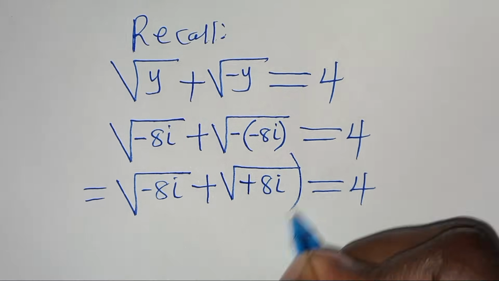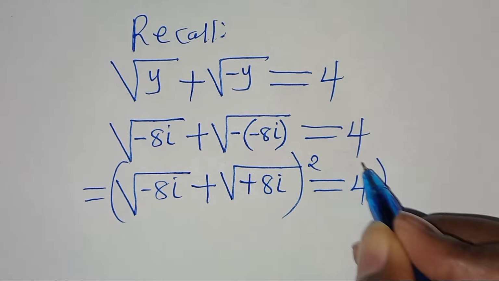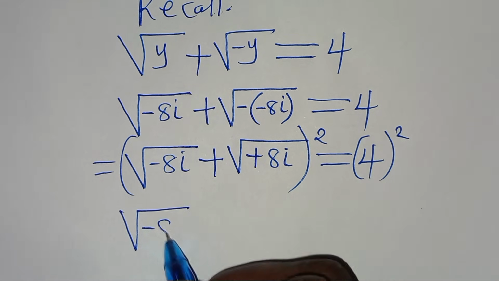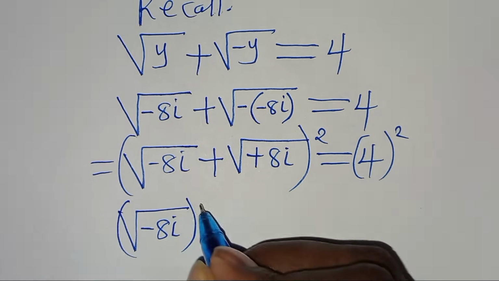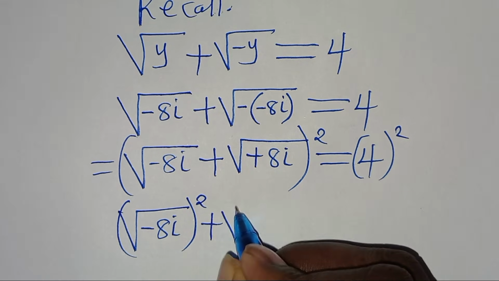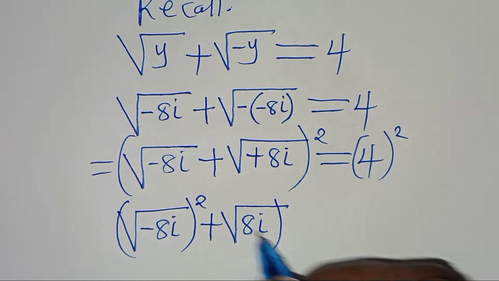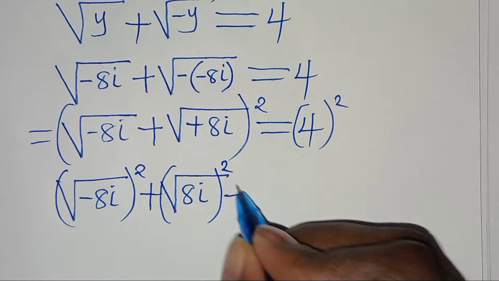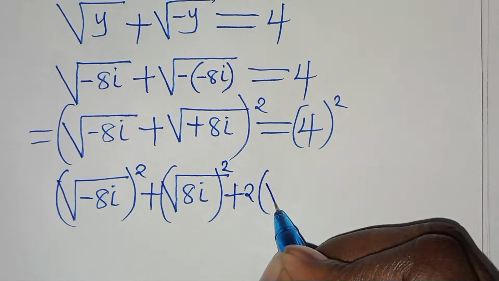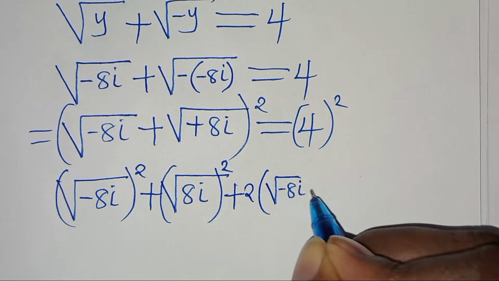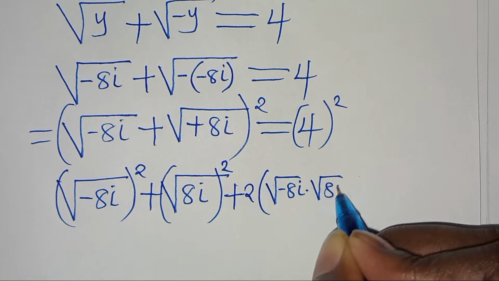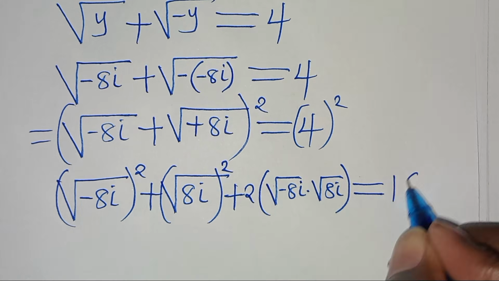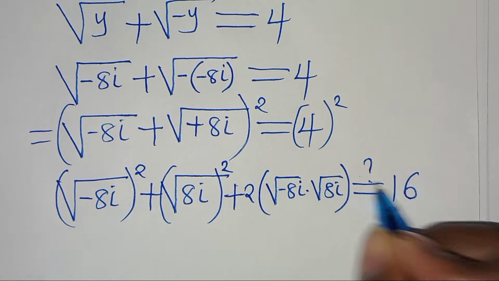So the next step is to square on both sides here. So that now here we have the square root of minus 8i raised to the power of 2, then plus the square root of 8i raised to the power of 2, then plus 2 into the parentheses, the square root of minus 8i multiplied by the square root of 8i, close the parentheses. This is equal to 4 squared, which is 16. This is supposed to give us a value of 16.